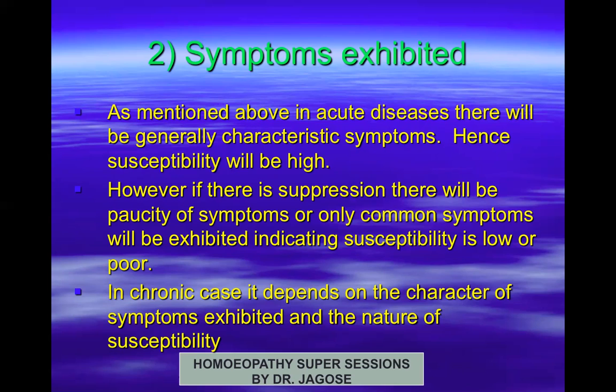If the disease is chronic and if the symptoms are common, therefore we can conclude susceptibility is low. So in a chronic case, it will depend upon the character symptom exhibited and the nature of susceptibility. As I just told you, in a chronic case, if suppression has taken place, symptoms exhibited will be poor. And if no suppression has taken place, symptom exhibited will be characteristic in nature. So again, you have to move this according to the case in hand. But these are just general rules, I repeat, keep them in mind.